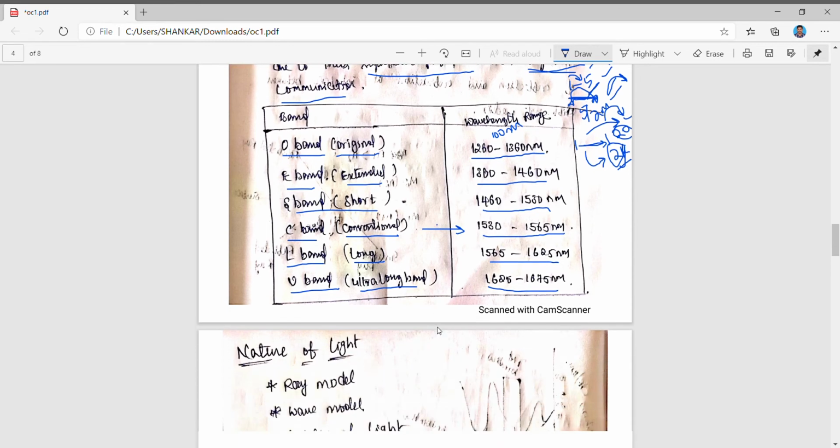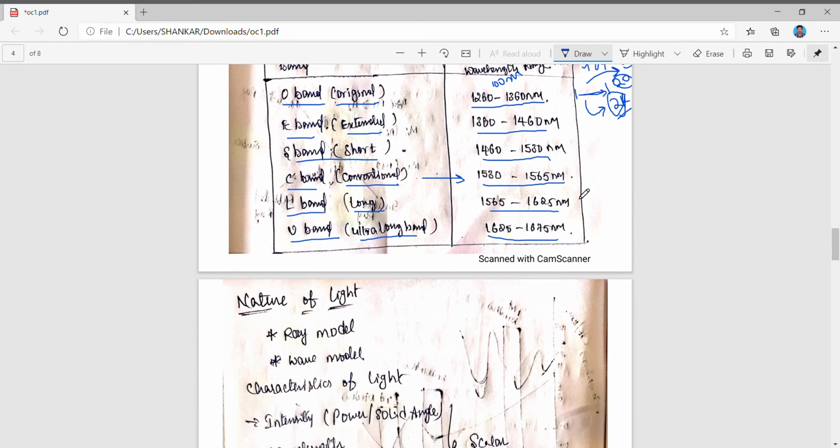Okay, now we know which type of band is chosen for optical communication, which one is better for long distance transmission. After choosing the particular band, we have to know which medium is better, how the light is transmitted, and the nature of light. Based upon the nature of light, we can transmit the signal.